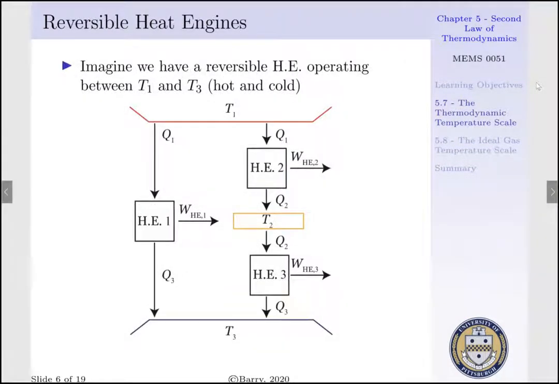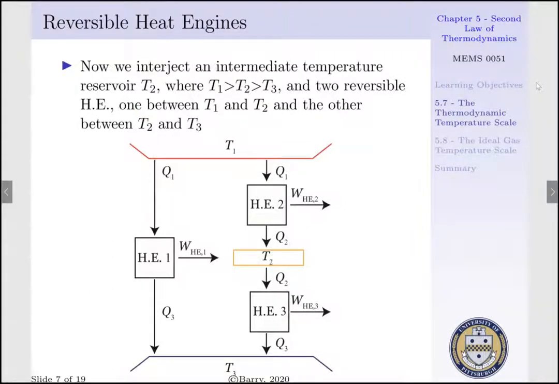Let us imagine that we have a reversible heat engine operating between a high temperature reservoir T1 and a low temperature reservoir T3. We can see Q1 enters our heat engine and Q3 is rejected. Now, let's interject an intermediate temperature reservoir that has a value T2, where T2 is less than T1 but greater than T3. And we place two reversible heat engines between T2 and T1 and T3. That is, HE2 is going to exist between T1 and T2, and HE3 is going to exist between T2 and T3. We see Q1 enters HE2, and it rejects Q2. Q2 then enters HE3, which rejects Q3.